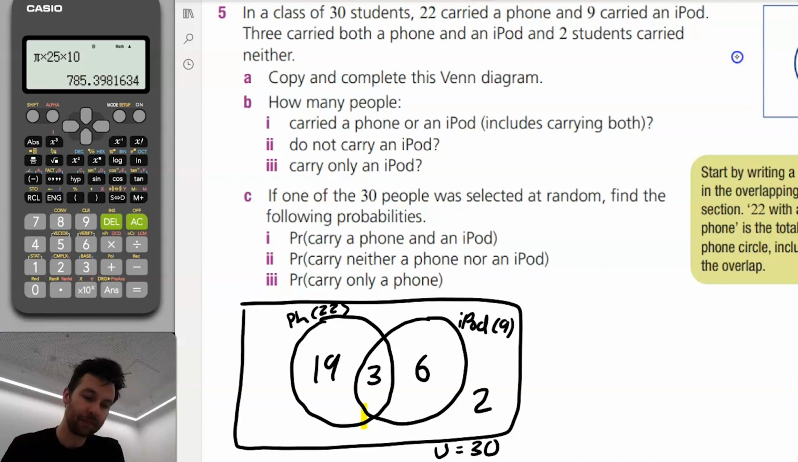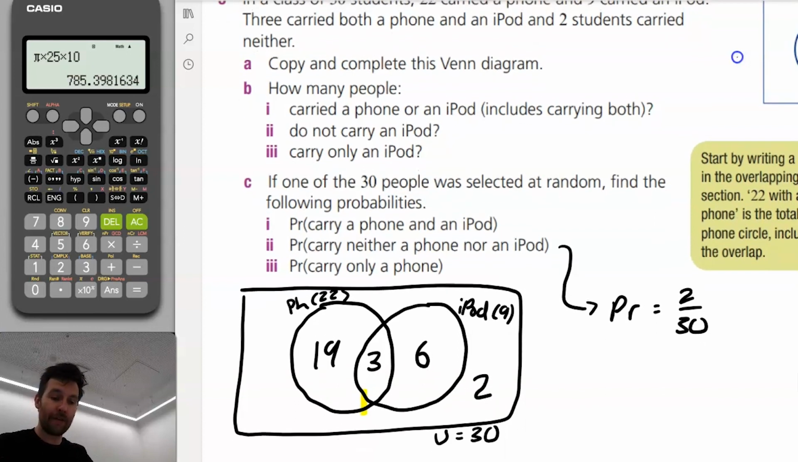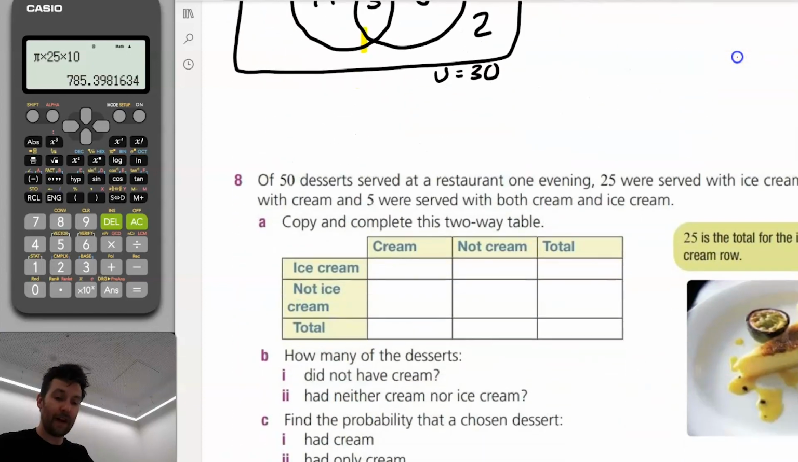So that's good. And we'll just do one of these probability questions, I think. Let's find the probability that they carry neither a phone nor an iPod. So we're looking for the amount of people that applies to, which would be these two people here that don't belong to either set, out of the 30 in total. I don't think we've made you simplify for this one. So 2 out of 30 is fine, or you can do 1 out of 15 if you prefer.